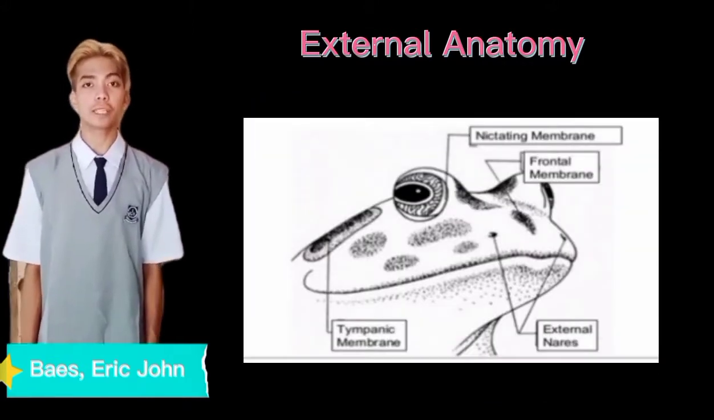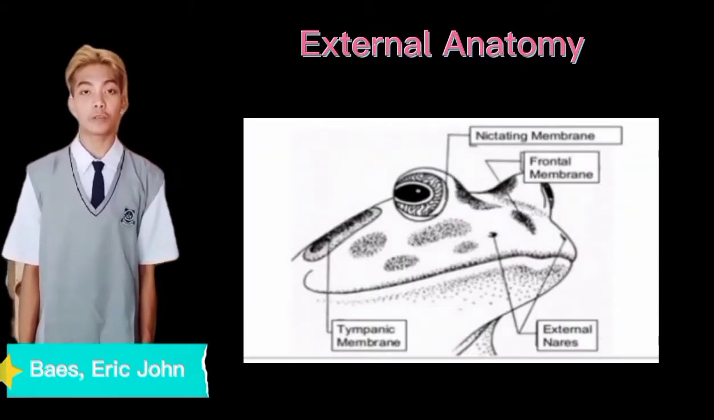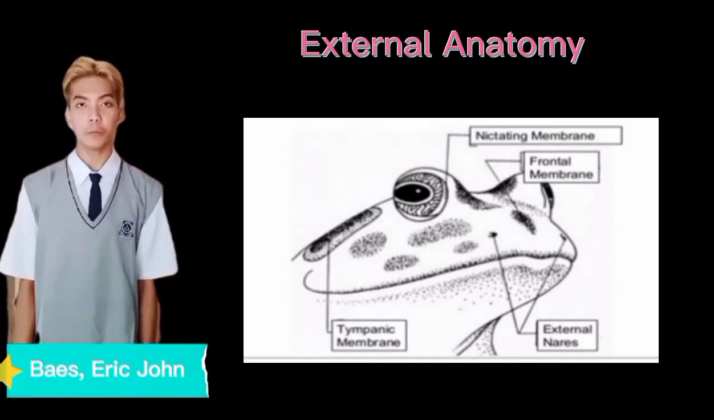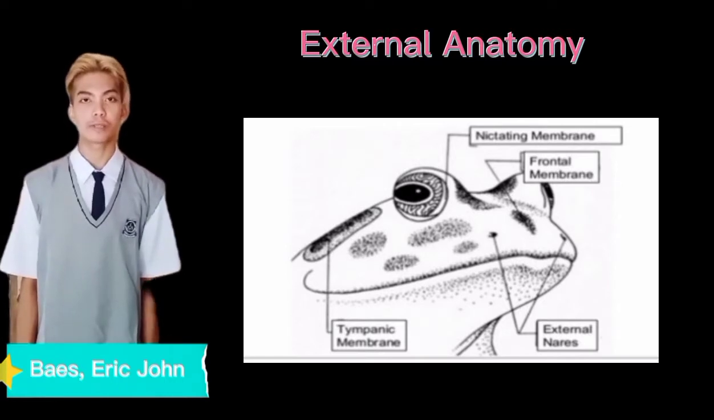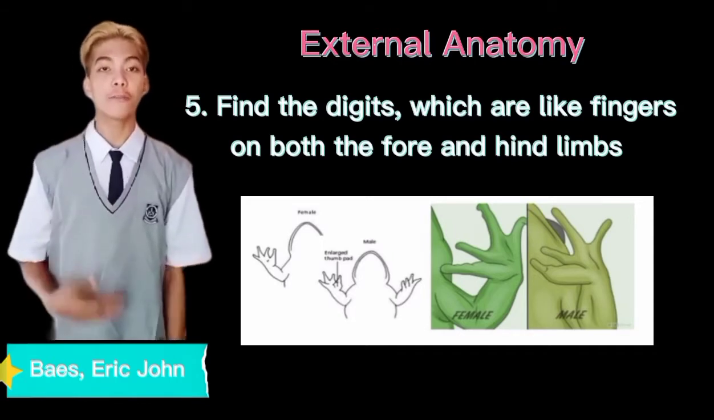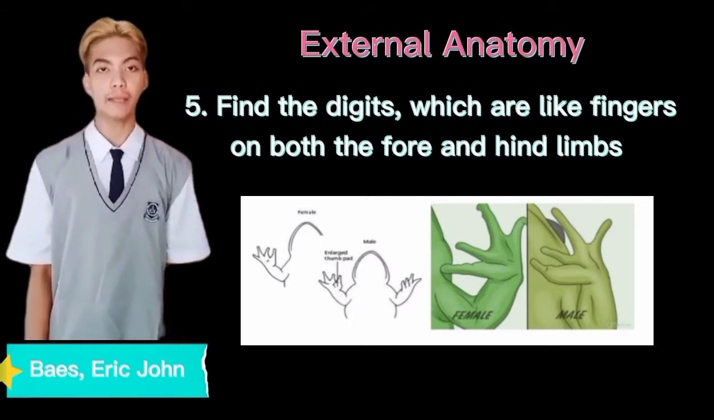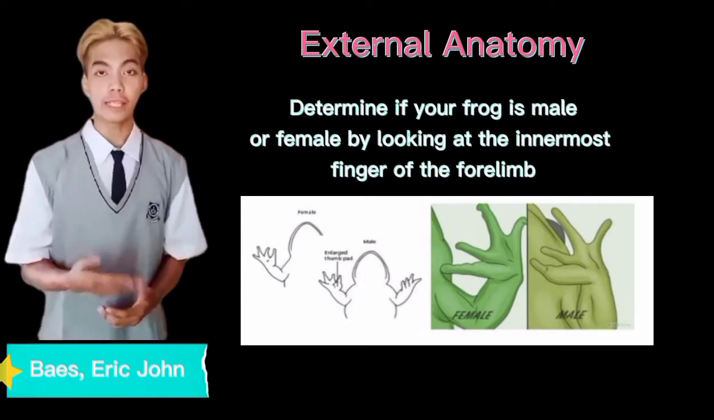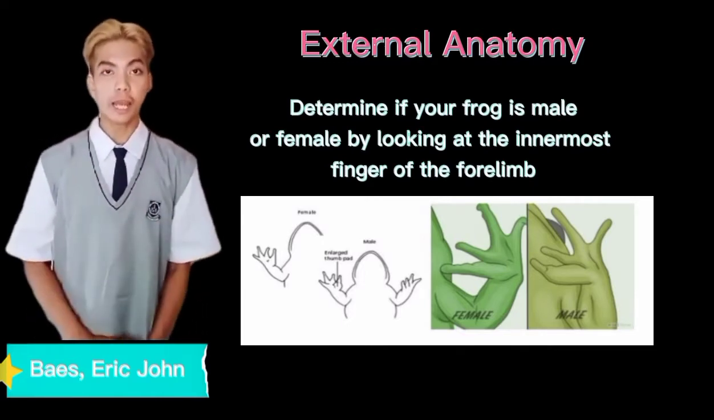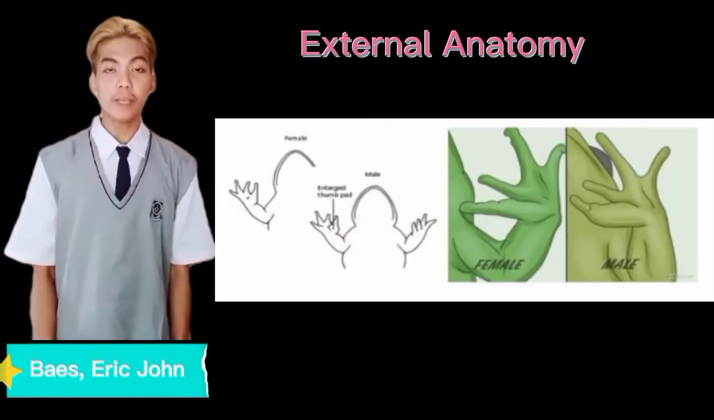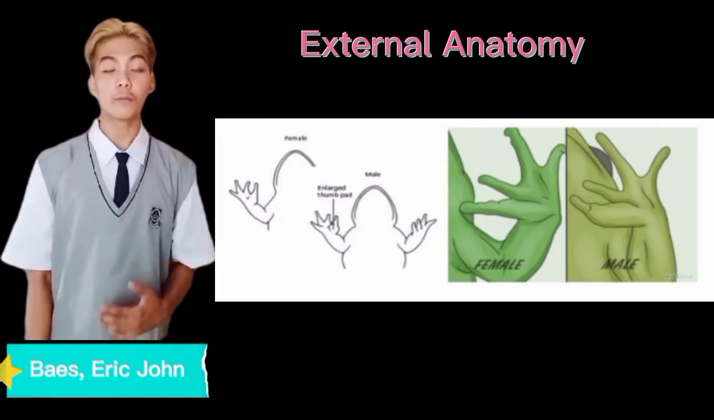In the picture, it is clearly shown the different external parts of a frog, which are the tympanic membrane or the eardrum, the nictitating membrane, the external nares or nostrils. For the fifth step, we have to find the digits, which are like fingers on both the fore and the hind limbs. And the last step is we have to determine if our frog is a male or female by looking at the innermost finger of the forelimb. In the picture, you can see the big difference between the innermost finger of the forelimb between the male frog and the female frog.